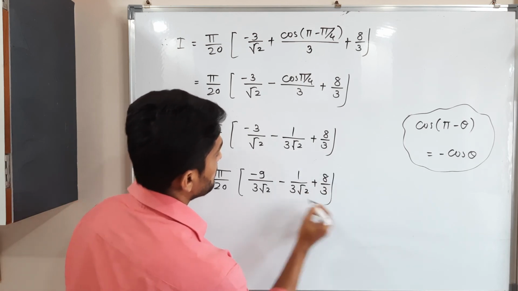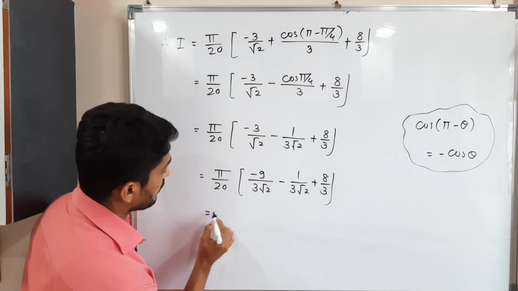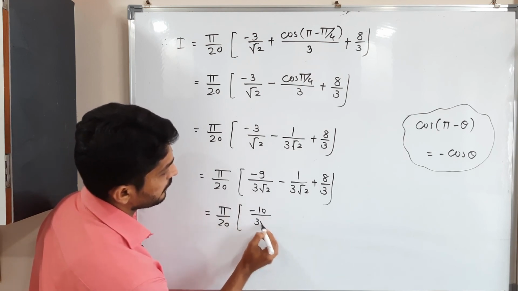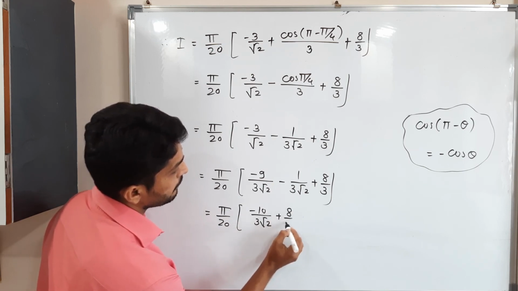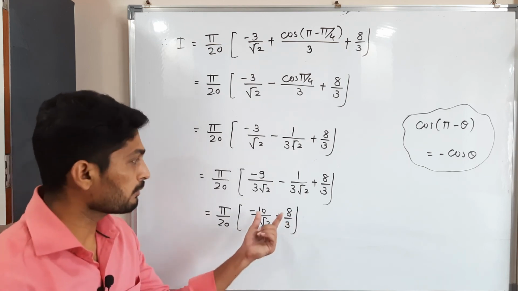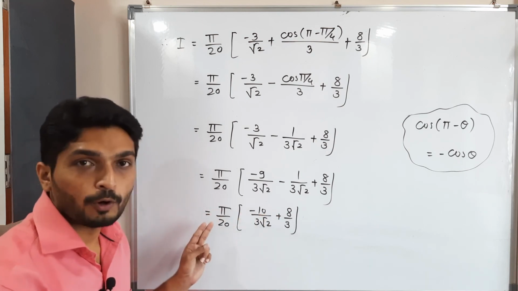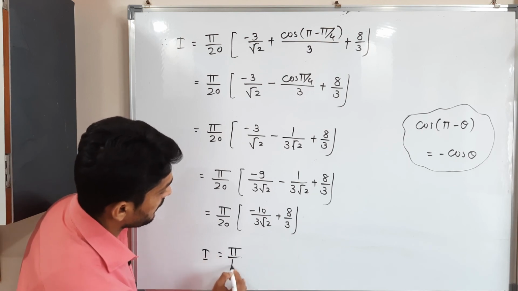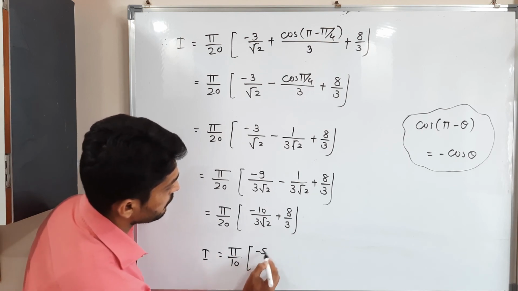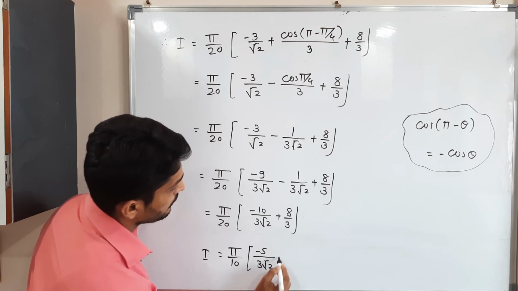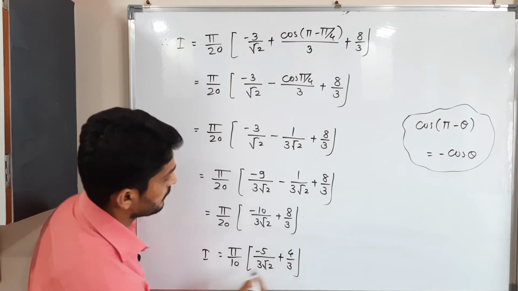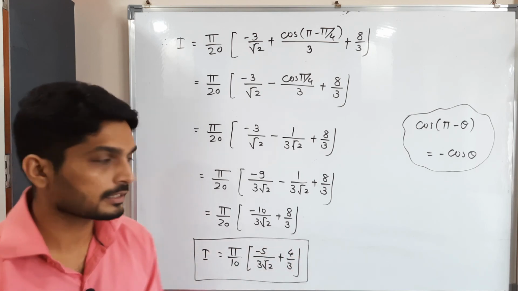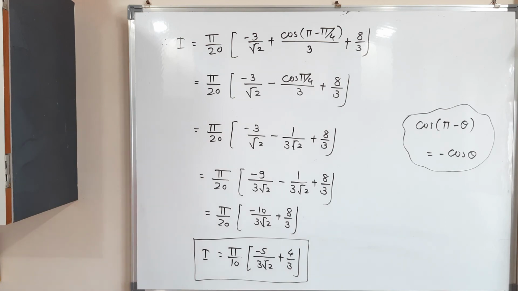Now these two terms have the same denominator, so it is easy to calculate now. Pi by 20 times minus 10 by 3 root 2, plus 8 by 3. Both of them are divisible by 2, so we can take a common 2 and cancel it with this 20. Therefore I is equal to pi by 10 times minus 5 by 3 root 2 plus 4 by 3. So this is the required answer. You can make a screenshot of it. After that we will stop. Thank you. Bye bye.